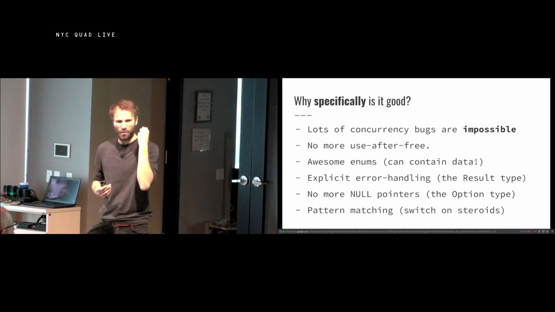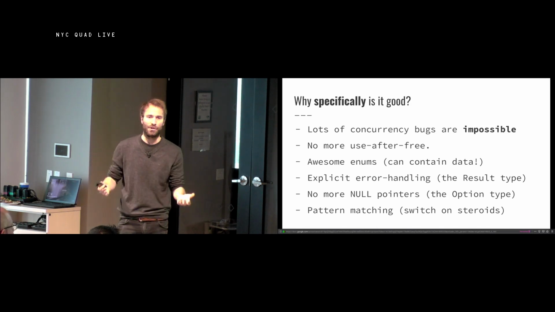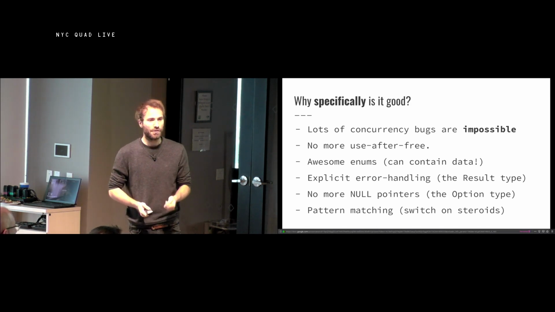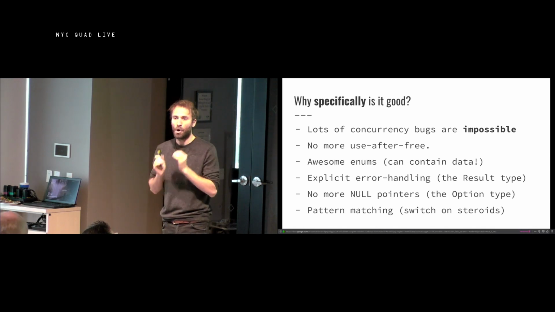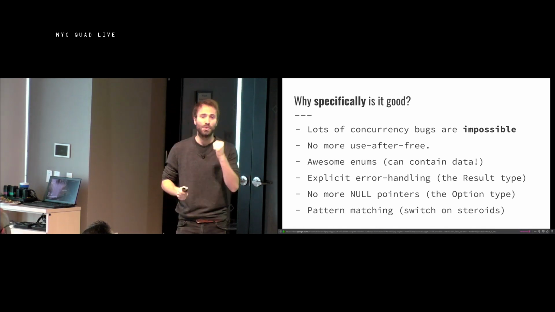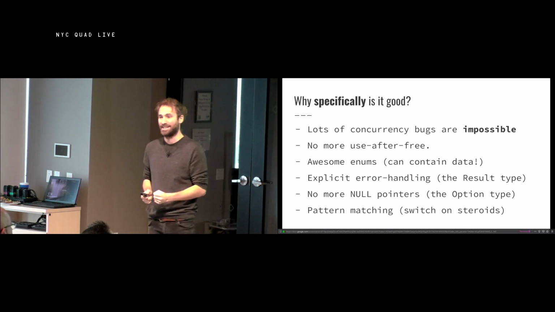But let's dive into that. Like, why specifically? I've talked in very vague terms. Let's look at some specifics. So first of all, and this is an important point, in Rust, lots of concurrency bugs are impossible. The compiler will not let you compile a program that has a data race in it.